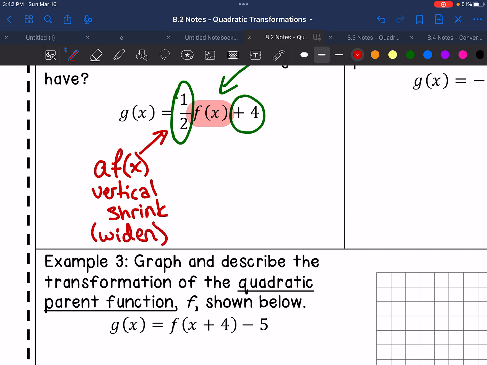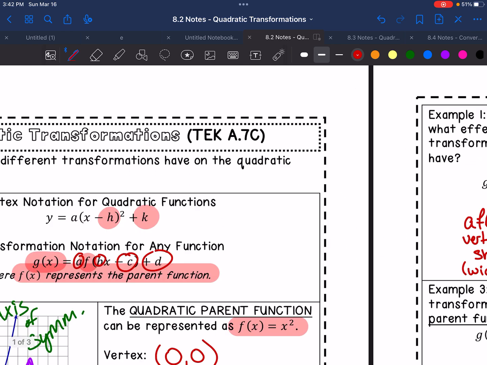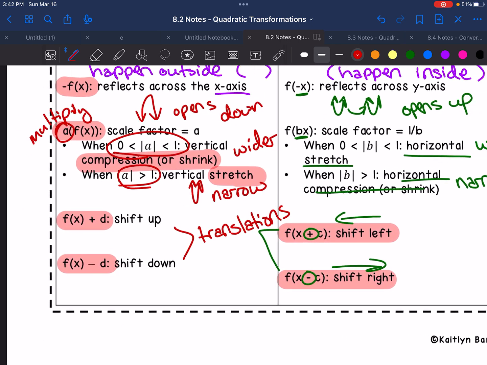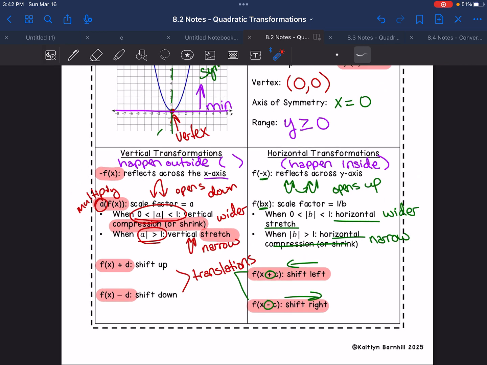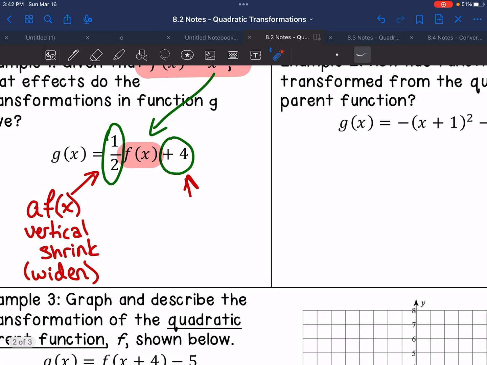All right, and then this change over here, we're adding 4 outside of the parentheses. So if I look, outside means I'm vertical. And when I add outside the parentheses, we said that that's going to cause us to shift up. So this is our function. We're adding something to it. So that's going to cause a shift up. And then so it's actually going to shift up by 4.